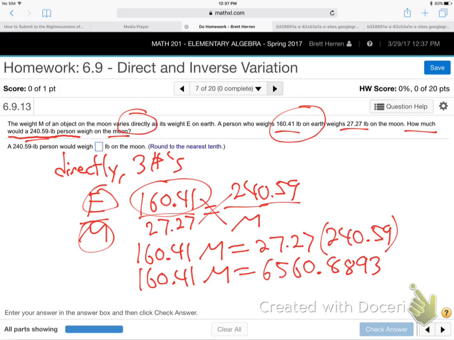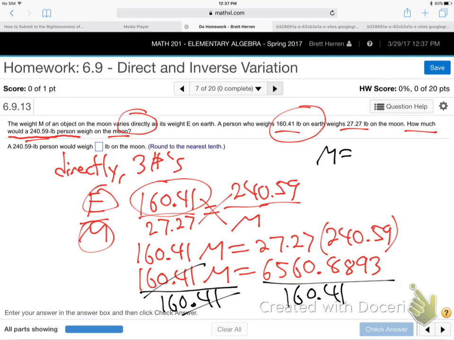And then the last step to solve for M is to divide by 160.41. Boom. What is it? 40.9? Yeah, because you're going to round up. Is it 0.8 something? No, it's 0.9. Good. 40.9. There we go. A 240-pound person will only weigh 40 pounds on the moon. I keep saying Mars. All right, let's keep going.